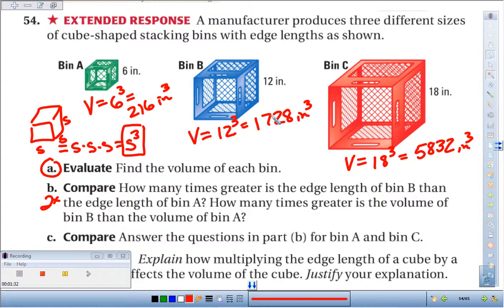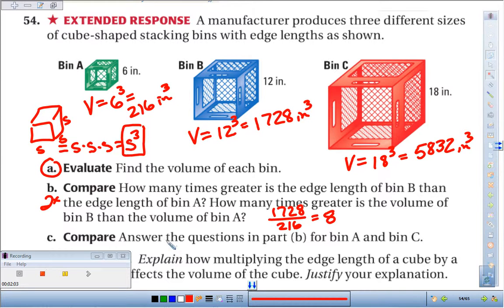If we take 1,728 and we divide it by 216, so if I want to figure out how many times bigger, I'll take the larger, divide by the smaller, 1,728 divided by 216. We actually end up getting 8. So even though the side length is double, the bin is actually 8 times larger.